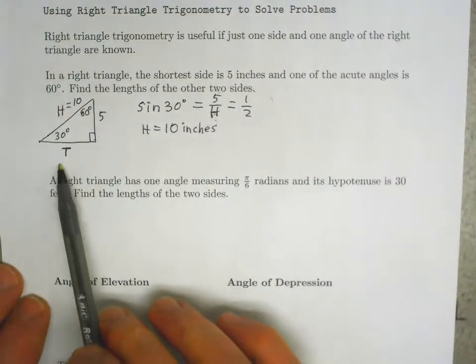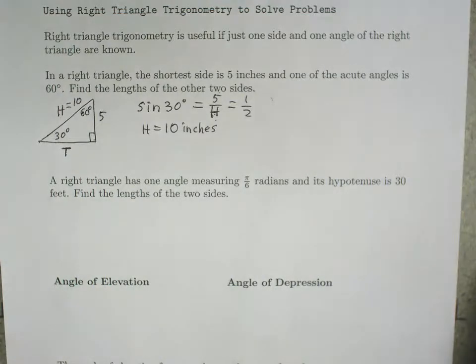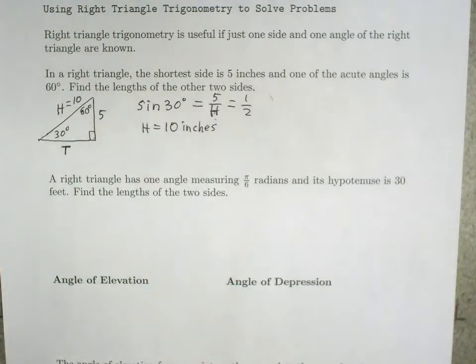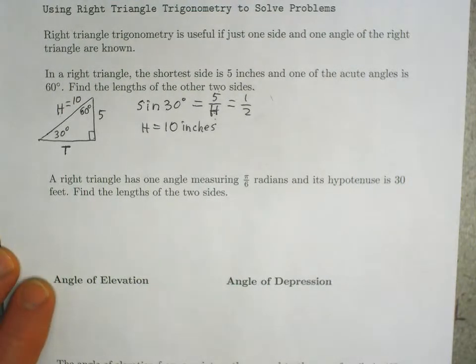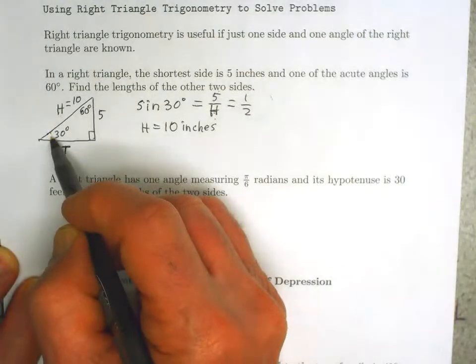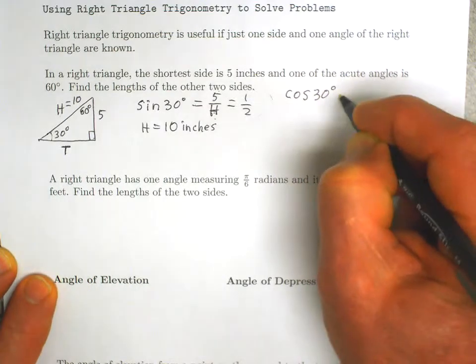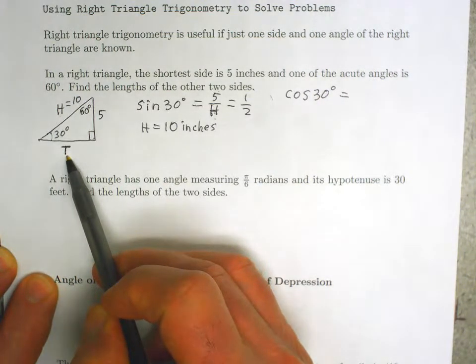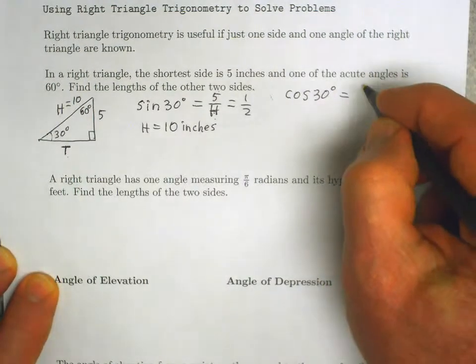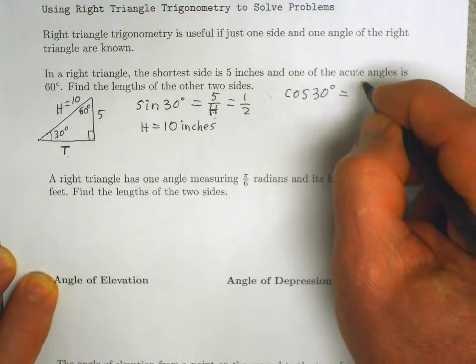Now we just have one more side to find. Well, we have multiple options. We can use the sine function, the cosine function, or the tangent function to help us find t. So I guess what I'll do is I'll just use 30 degrees again and write the cosine of 30 degrees is equal to the adjacent side, the measure of the adjacent side, t, divided by the length of the hypotenuse.